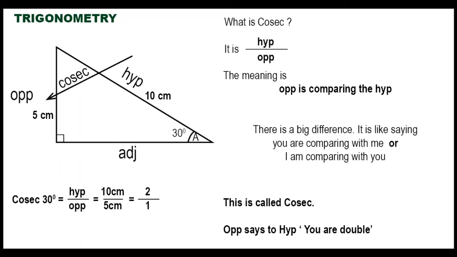What is cosec? It is the other way about sine. That is hypotenuse by opposite. So, the meaning here is opposite is comparing the hypotenuse. There is a big difference. It is like saying you are comparing with me or I am comparing with you. I would say this way. When I look at my son who is 5 years younger, he is smaller to me. But when he looks at me, he says that I am bigger. So that is a difference. The same thing applies to sine and cosec. Now opposite says to hypotenuse, you are double. I think this makes it very clear.